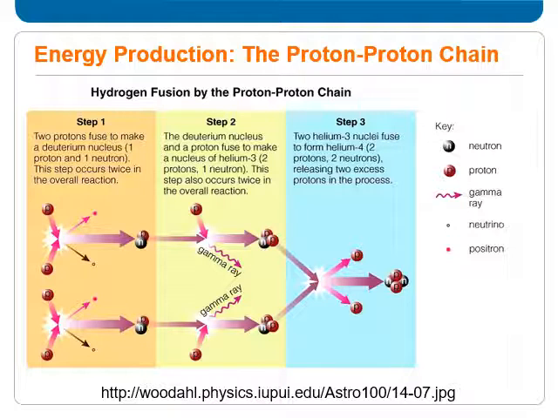The proton-proton chain can be conceptualized as a three-step process. Step 1. Two protons fuse to make a deuterium nucleus and also release a neutrino and positron. This step occurs twice for a single proton-proton chain reaction. Step 2. The deuterium nucleus and proton fuse to make helium-3. Helium-3 is a nucleus of two protons and one neutron. This also occurs twice for a single proton-proton chain reaction. Step 3. Two helium-3 nuclei fuse to form a helium-4 nucleus and 2 unbonded protons. Helium-4 is a nucleus of 2 protons and 2 neutrons.